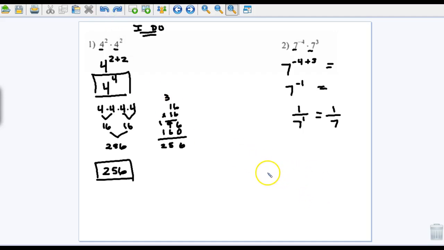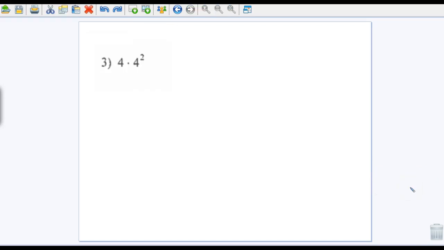So the last one that we're going to do today is this one, and I'm going to help you out a little. This is the you do. So this one you're going to do on your own. But see how 4 is by itself? I'm going to give you that it is 4 to the 1 and then have you solve it. And hopefully you come up with the right answer.